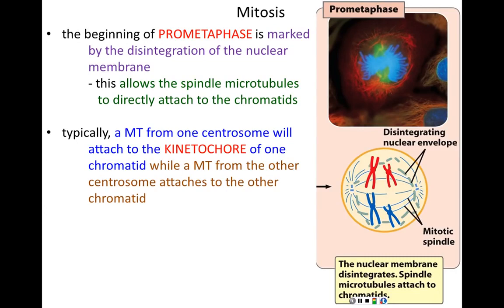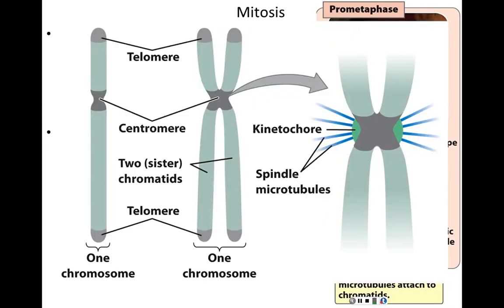while a microtubule from the other centrosome on the opposite side of the cell will attach to the other sister chromatid of that chromosome pair. What the hell am I talking about? Okay, deep breath, back up, let's get the big picture back in our minds.